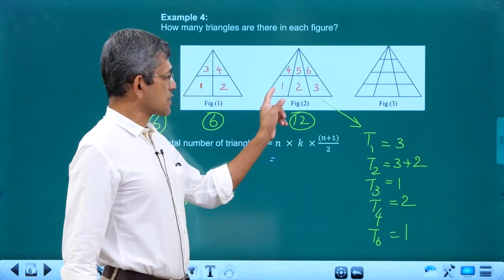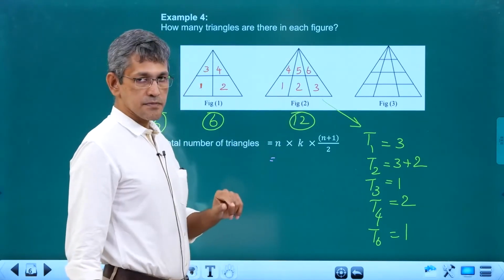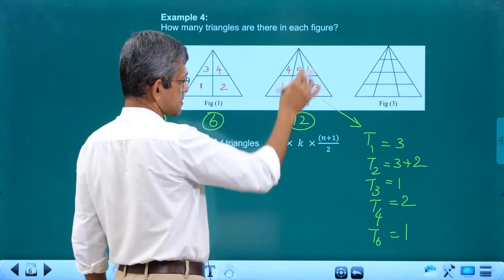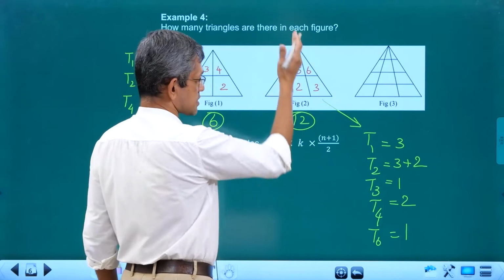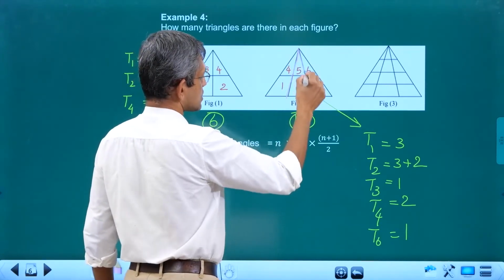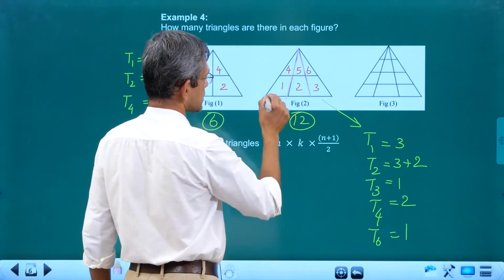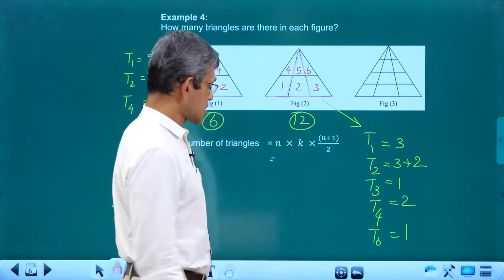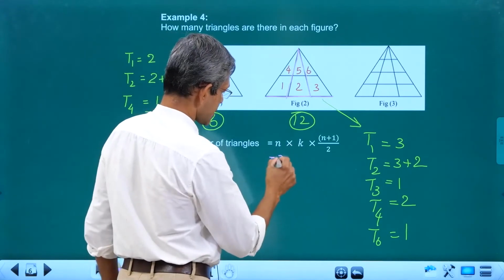If you take this way, 1, 2, 3, so vertically we have 3 pieces, right? So 1, 2, 3 pieces this way. This is the vertical 1, 2. So we have 1 piece, we have 2 pieces, we have 3 pieces. So that is n, 3.